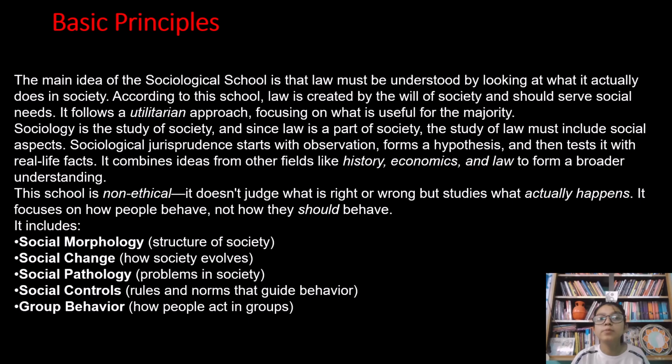Now, let us know about some of the basic principles of the sociological school. The main idea of the sociological school is that the law must be understood by looking at what it actually does in society. So they believe that if a law is made, it should be looked at how it is creating any differences in the society. According to this school, law is created by the will of society and should serve social needs. So according to the followers of this school, law is there in order to serve mankind, therefore it should do good to the society only.